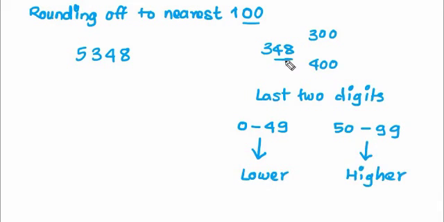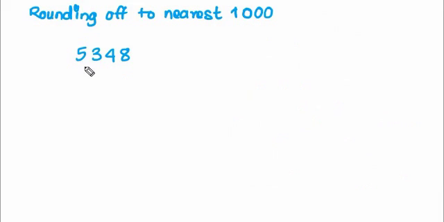So what do we have here? We have 48. So 48 is between 0 to 49. So we have to go lower and hence we have to select 300. So our number becomes now 5,300 when we round it off to the nearest hundreds. Using the same logic, if I want to round off to the nearest 1000, let's see what happens. Take the same number. Now we are talking about 1000.